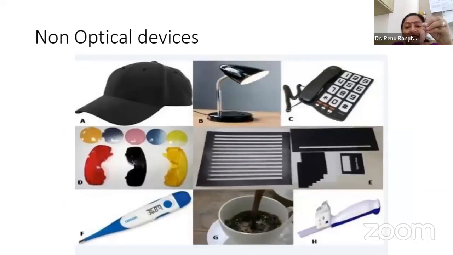The non-optical devices make vision more comfortable. A peak cap is excellent for glare. If you have a glare issue, just give a peak cap and most of the problem will be resolved. Then we have various tints that we need to give. This is a letter writer, with big numbers. We don't have this kind of setup right now; most of it is on mobiles. This is your typoscope. Then this is your Notex signature guide.